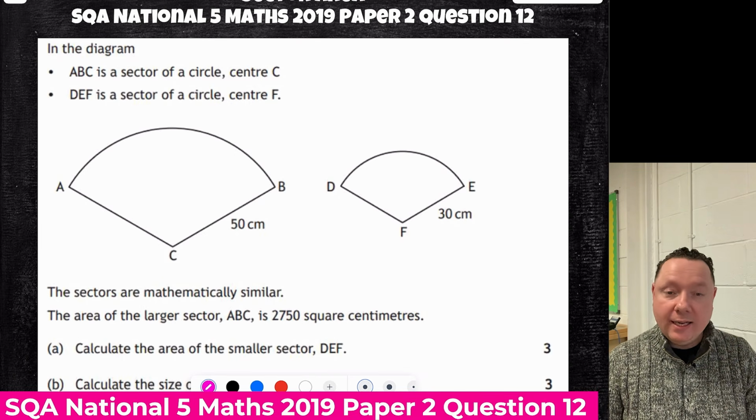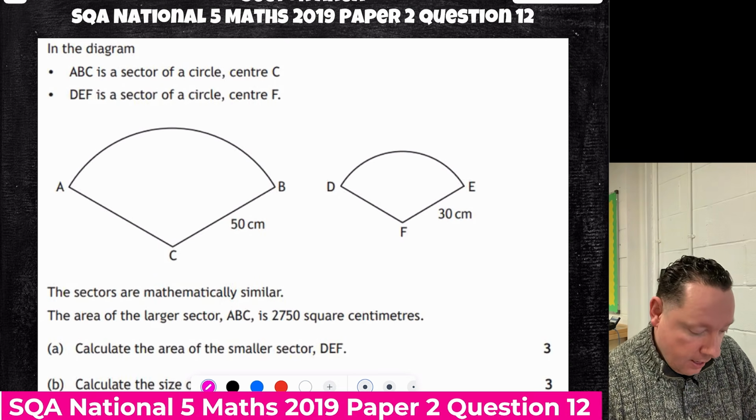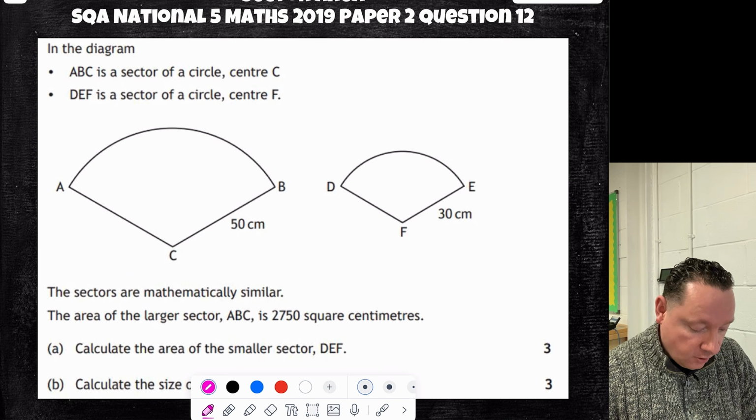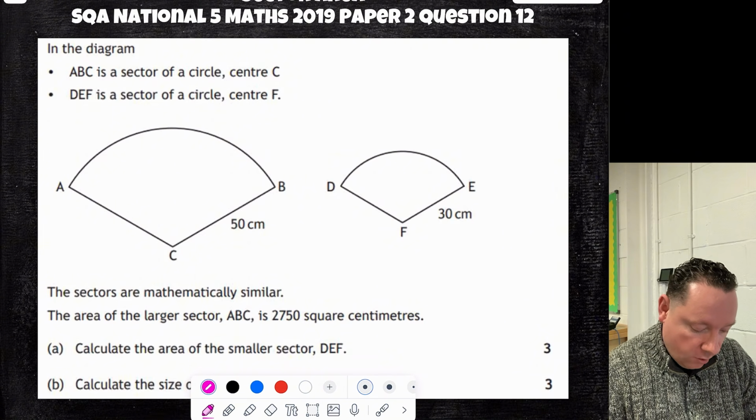SQA National 5 Maths 2019, Paper 2, Question 13 on sector area and similarity. It says in the diagram, the sector ABC is a sector of a circle with centre C, and DEF is a sector of a circle with centre F. The sectors are mathematically similar. It says the area of the larger sector is 2750. Find the area of the small sector.